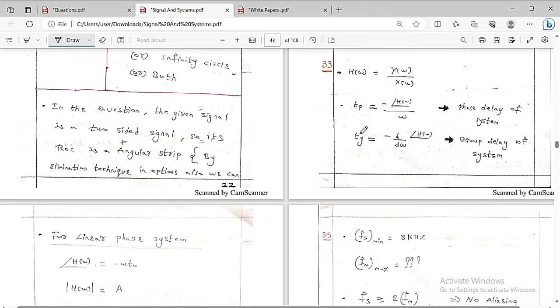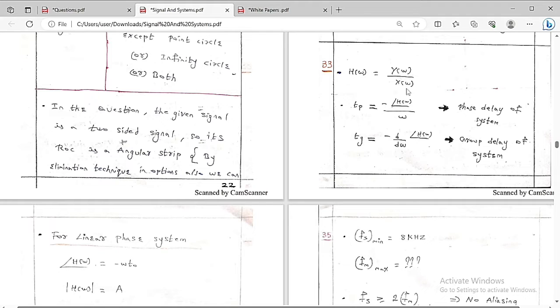So let's solve this numerical. Now H of omega is equal to Y of omega by X of omega. Suppose you take some LTI system, a linear time invariant system, where the input is X of omega, the output is Y of omega, and the system is H of omega. So Y of omega is equal to X of omega into H of omega, and H of omega is equal to Y of omega by X of omega. TP is called the phase delay of the system, and TG is called the group delay of the system.